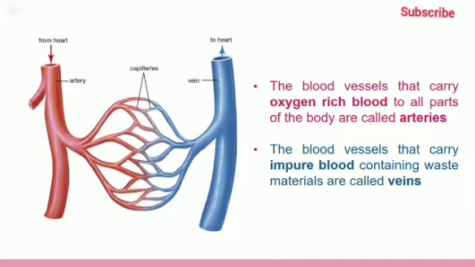Again, depending upon the kind of blood that these blood vessels carry, they can be divided into two types. The blood vessels that carry oxygen-rich blood to all parts of the body are called arteries, and the blood vessels that carry impure blood containing waste materials are called veins.